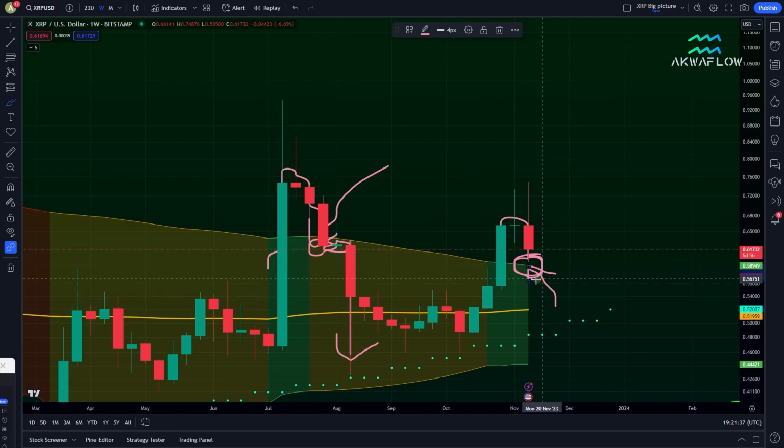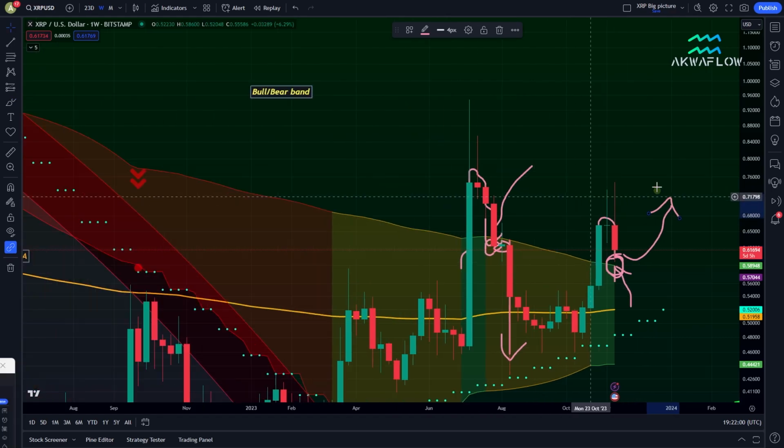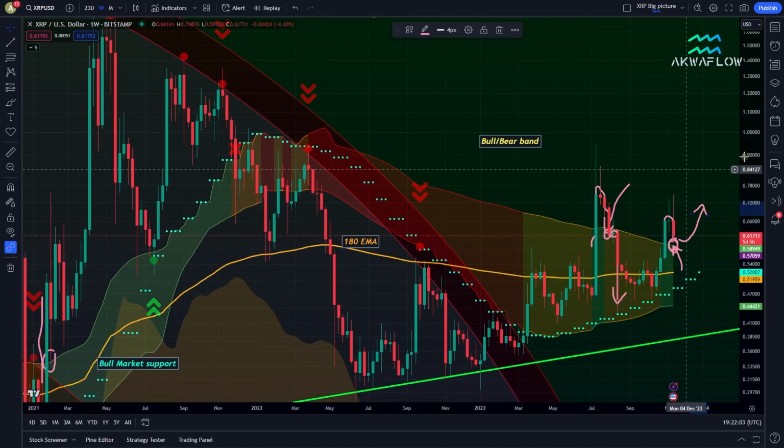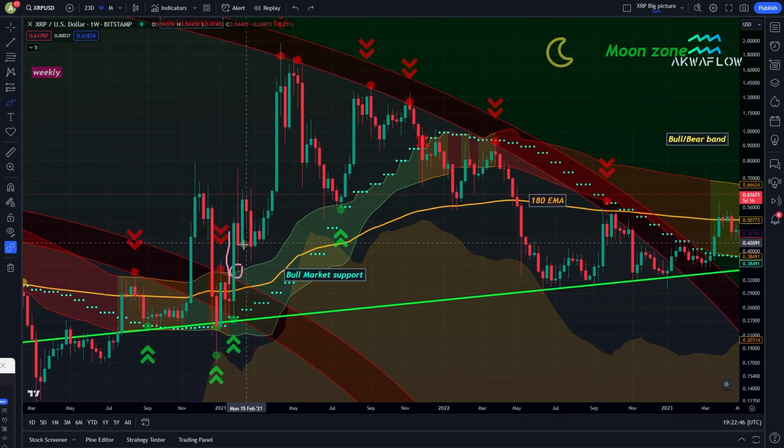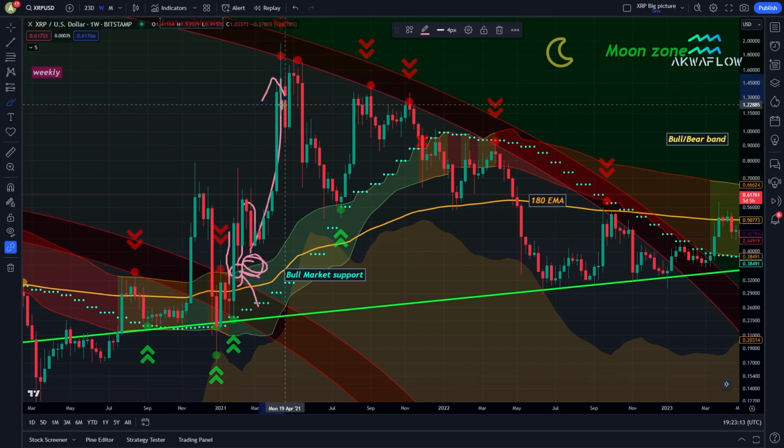If XRP is able to hold this level, then we are good to go, guys. If we look back during the previous cycle, you will see what I'm talking about. After the breakout, we came back down to retest the bull bear band as a support successfully. We came back up, but we came back down to retest it again. We didn't touch it, but we can consider this pullback as a second retest of the bull bear band. And again, it was successful and this pushed us to the upside.